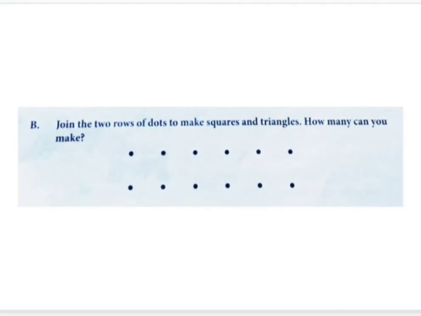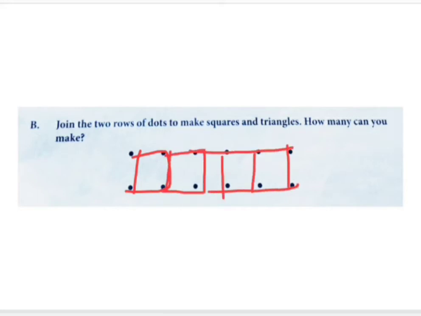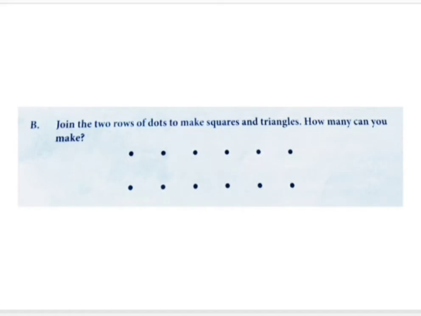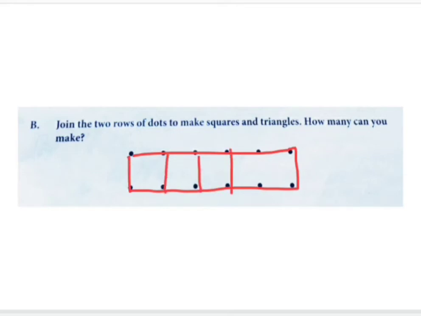Join the 2 rows of dots to make squares and triangles. How many can you make? So let's find out how many squares. First, join these, join these, join these. So 1, 2, 3, 4, 5. There are 5 squares. Here, here, and we can also join this.